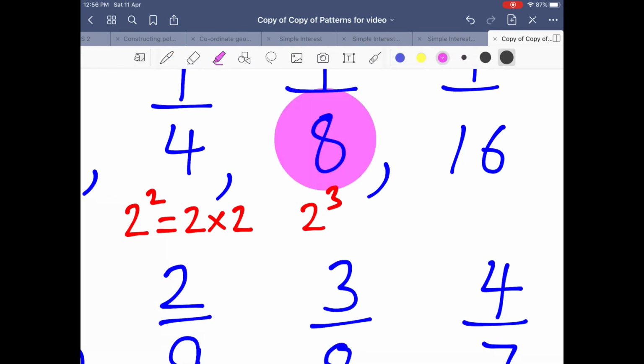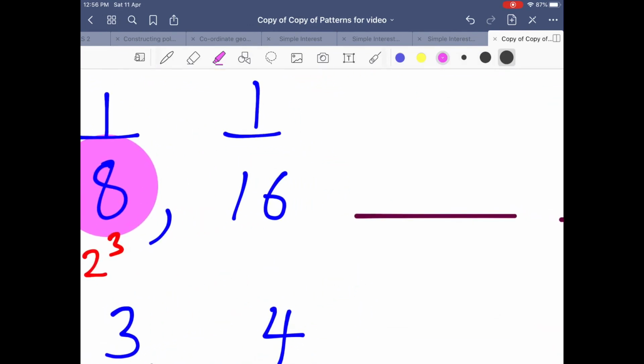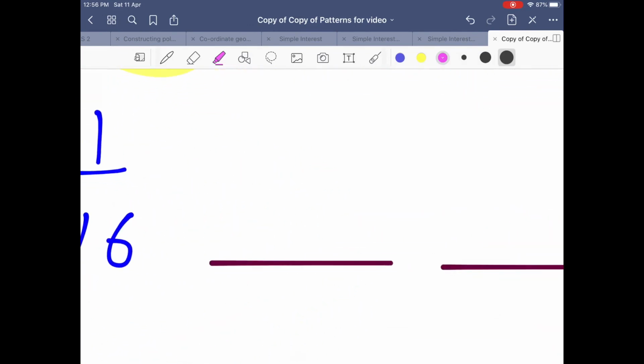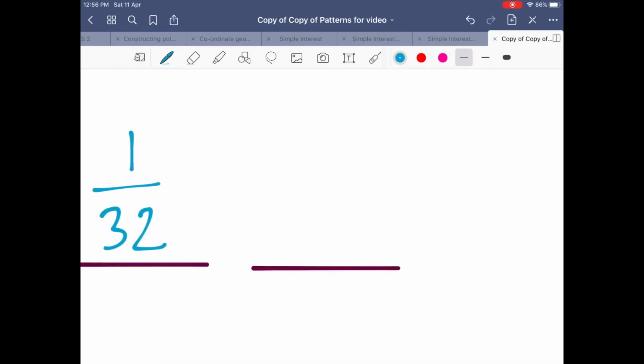which is equal to 8. So then we have 8 multiplied by 2 is 16, and then 16 multiplied by 2 is 32. So that's 1 over 32. 32 multiplied by 2 is 64. So it's 1 over 64.